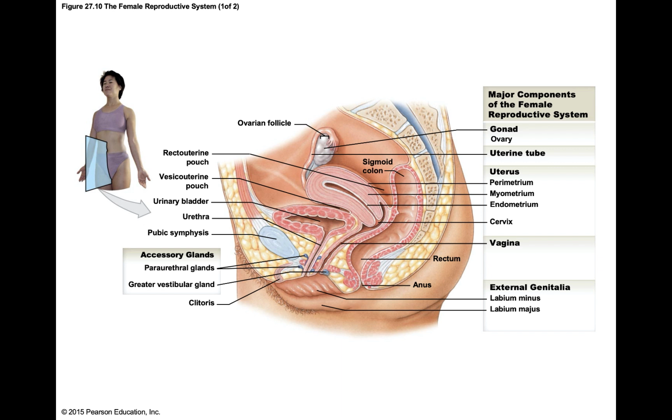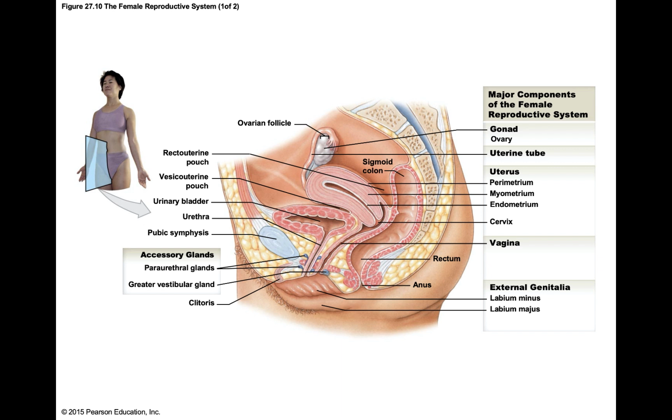Attached to the clitoris, there is a fold of skin. Actually, there are two. This is called the labium minus and labium majus. Since this is a mid-sagittal section and we're talking about one side, it's called minus and majus. Now if we were talking about both sides, it would be called labia minora and labia majora. Minora means minor lips and majora means major lips.